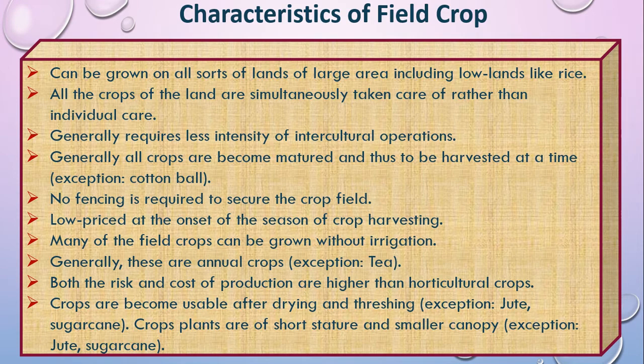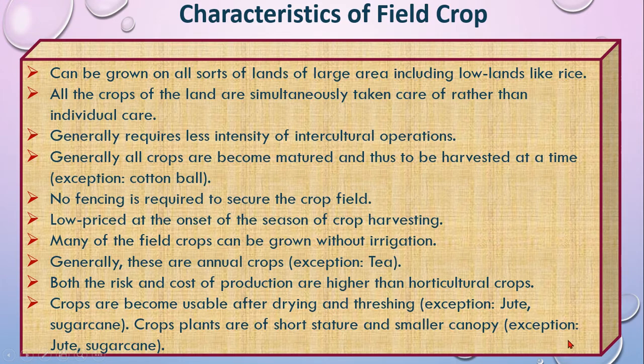Crops become usable after drying and threshing. When the crop is produced, you cannot eat or consume it straight away. That is why you have to process it, that means drying and threshing. After that you can get the product, and you can easily consume it. Crop plants are of short stature with a smaller canopy. That means the plant does not have too many large branches or leaves, like rice, sugarcane, jute. So this is all about the characteristics of field crop.